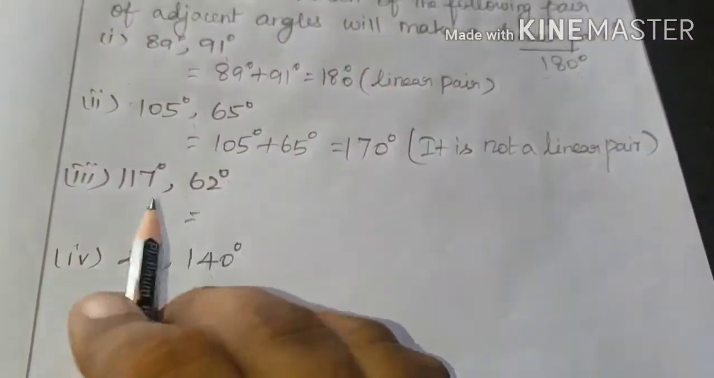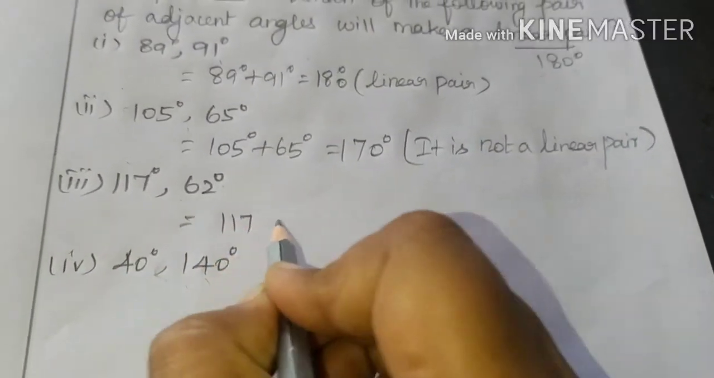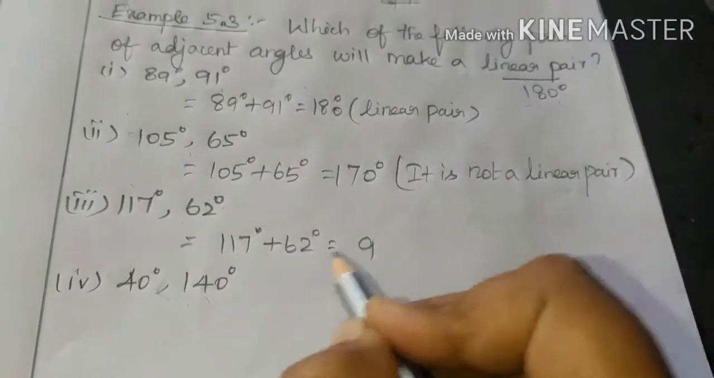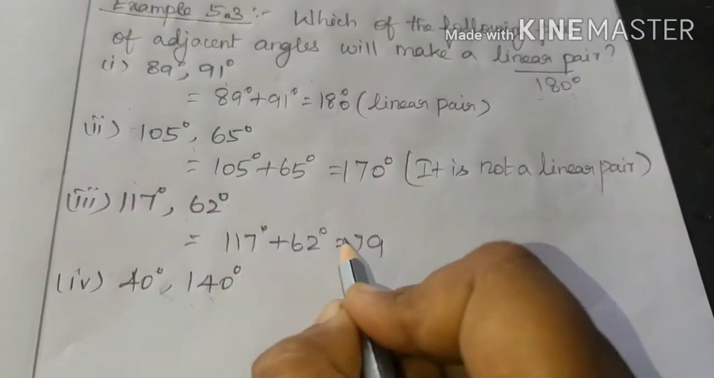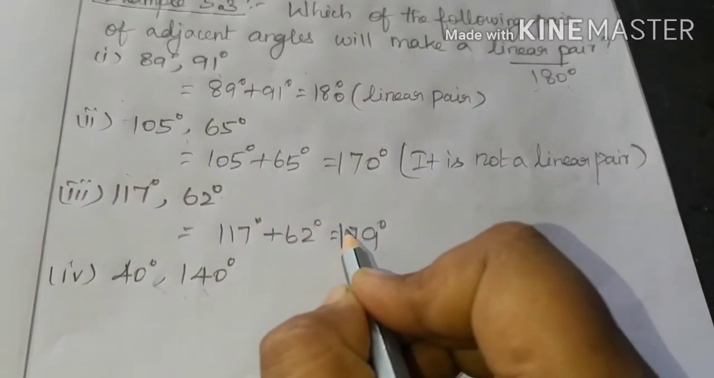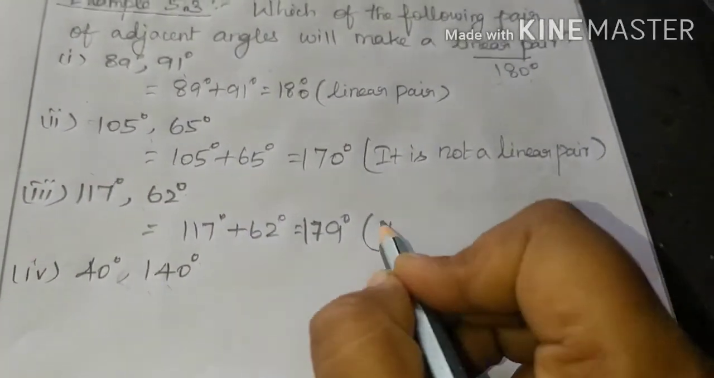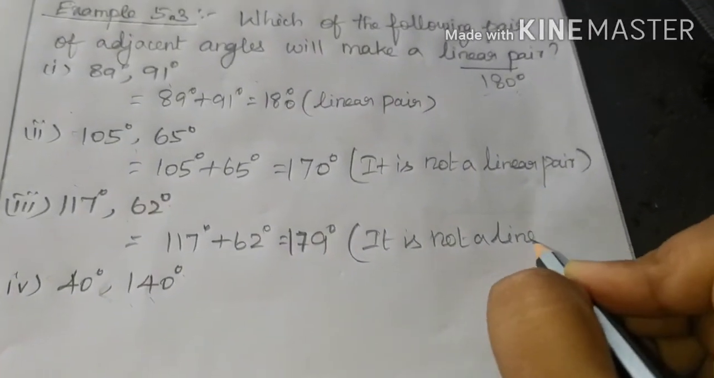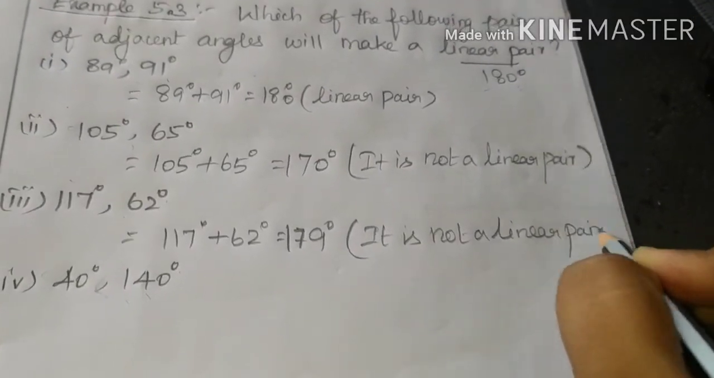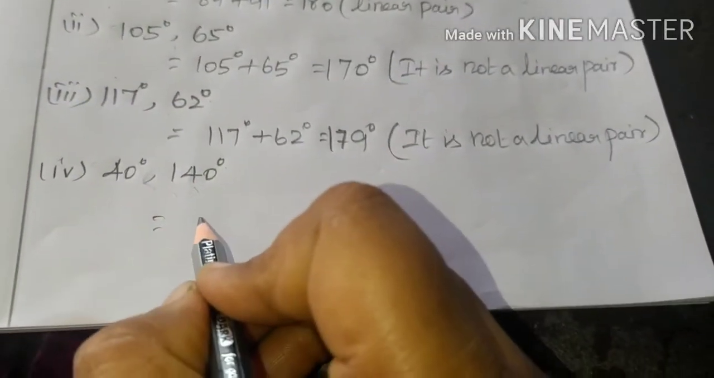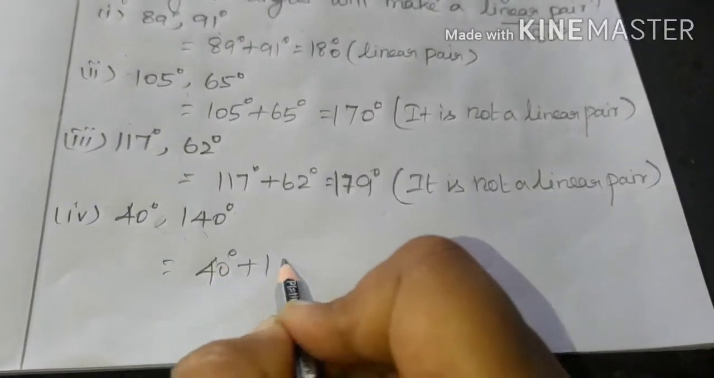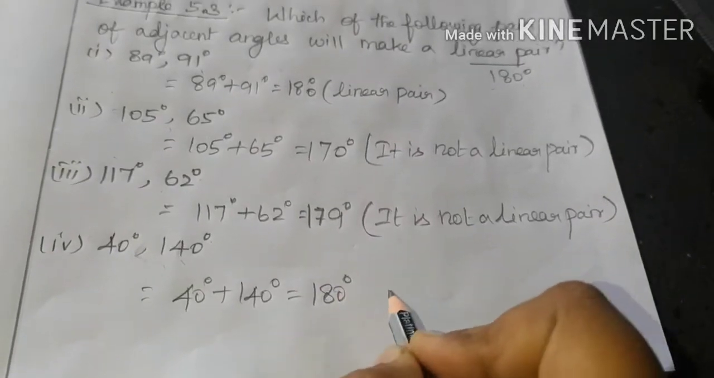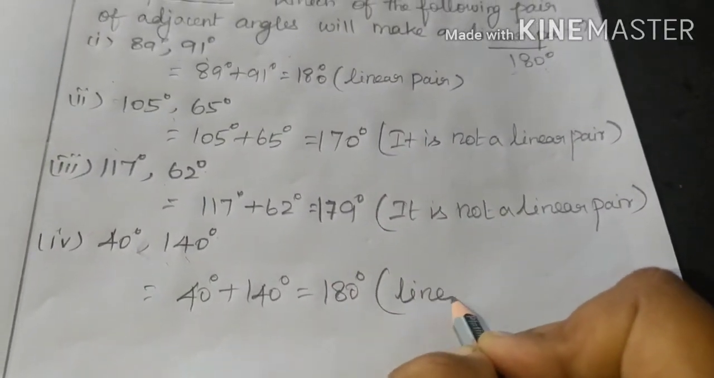Okay, are you clear, children? Now look at this, 117 degree plus 62 degree. 7 plus 2 is 9, 6 plus 1 is 7, and 179 degree is coming there. So it is also not a linear pair. Now the last one, 40 degree plus 140 degree. 40 plus 40 is 80. So I will get 180 degree. So it is a linear pair.